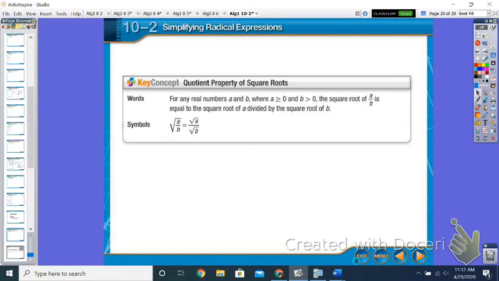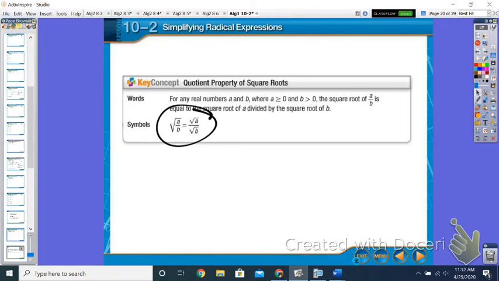Looking now at the rest of 10-2. So first thing we're going to look at is this quotient property. So basically the quotient property says, as you see right here, if you're taking the square root of a fraction, just a over b in general, that's the same as taking the square root of the numerator and the square root of the denominator separately. So you're allowed to do that, okay?